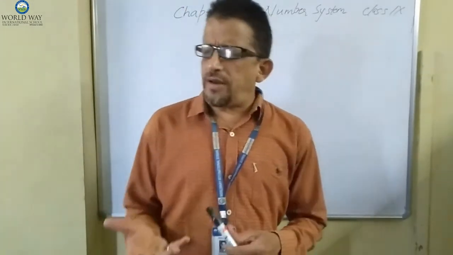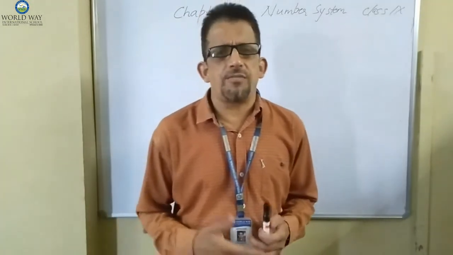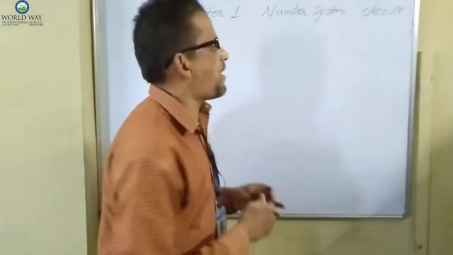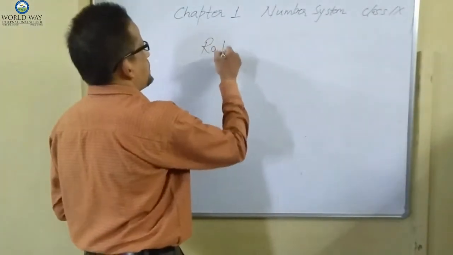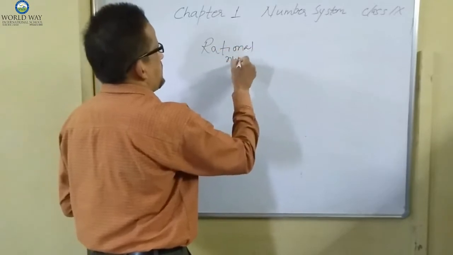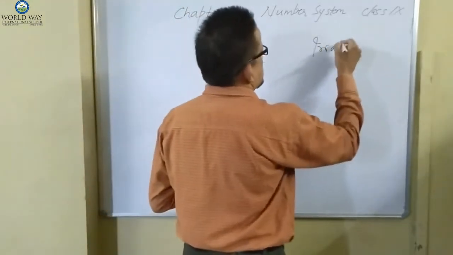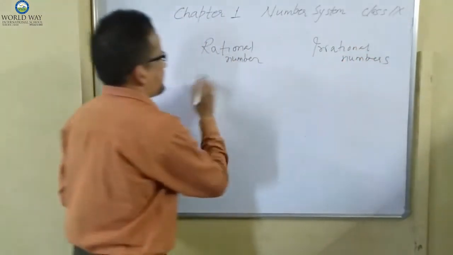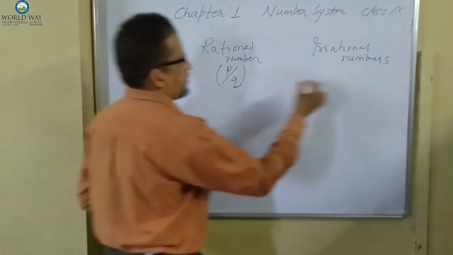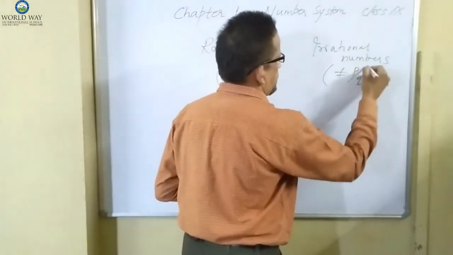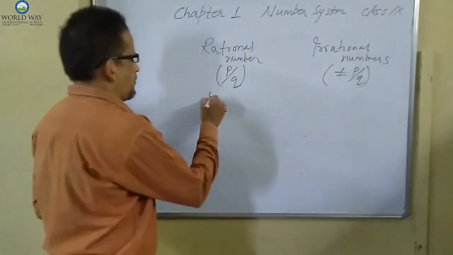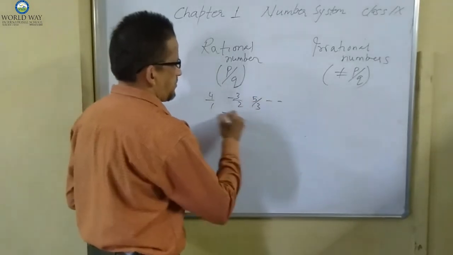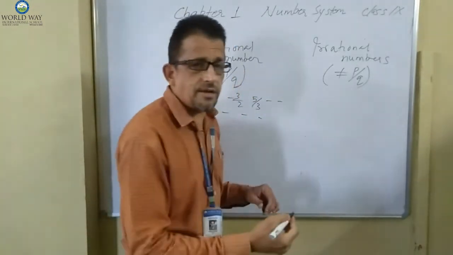So let us revise. What are rational numbers? Numbers which are in the form of p upon q are called rational numbers, and numbers which are not in the form of p upon q are irrational numbers. For example, 4 upon 1, minus 3 upon 2, and 5 upon 3 are all examples of rational numbers.